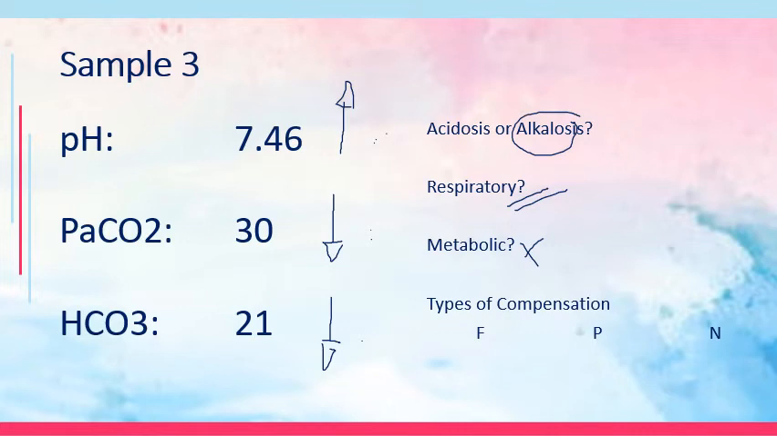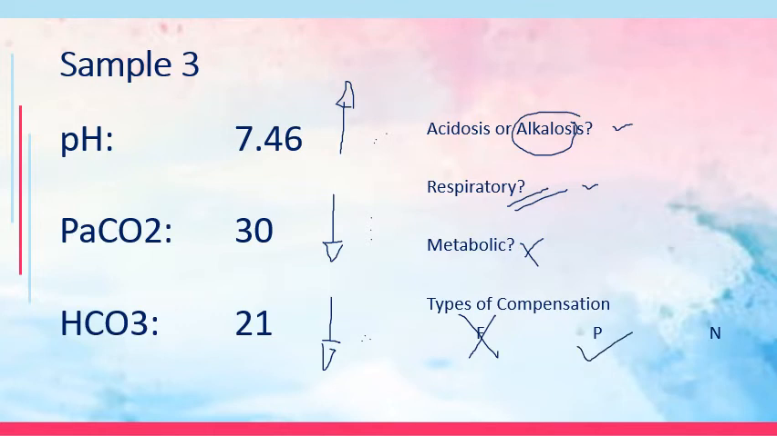Let us determine the type of compensation. Is this a full compensation? Is pH normal? No, it's not. So this is not a full compensation. Is this a partial compensation? Since this is respiratory alkalosis, we will be looking at bicarbonate. Are the arrows of PaCO2 and bicarbonate the same? Yes, they are. So this is a partial compensation.